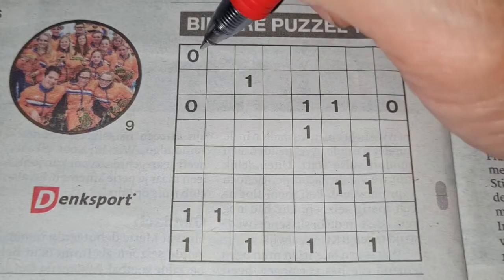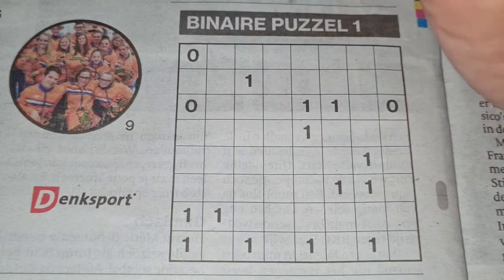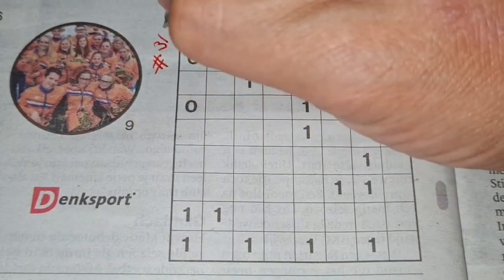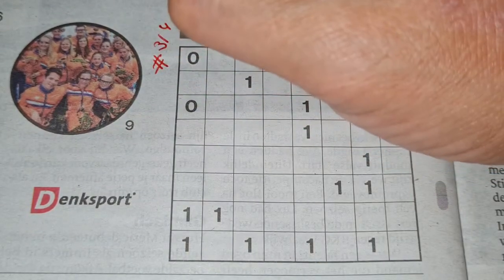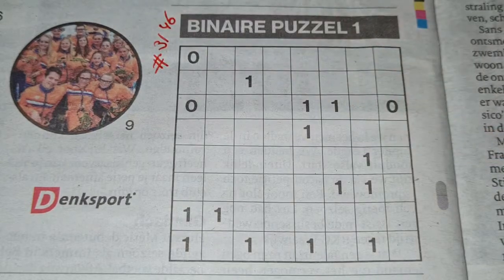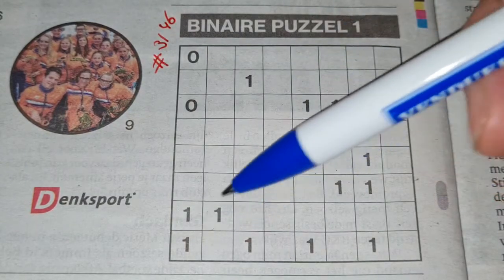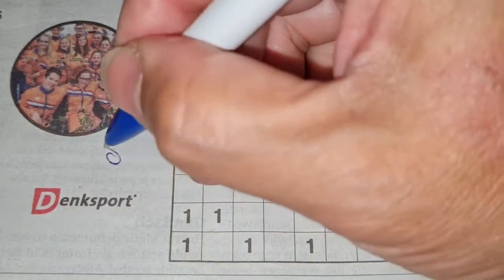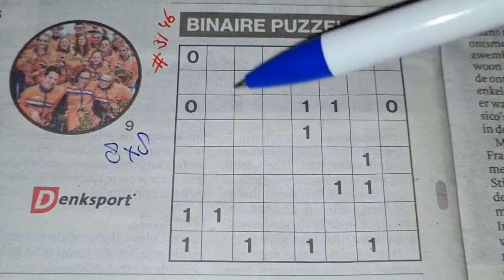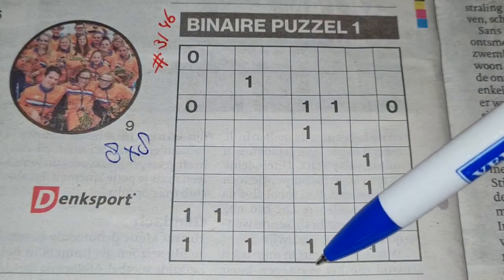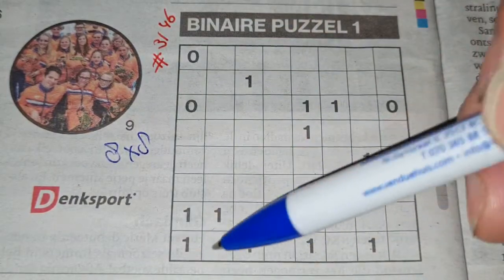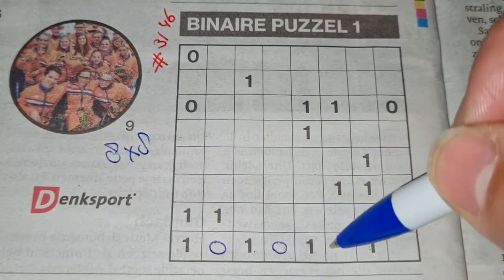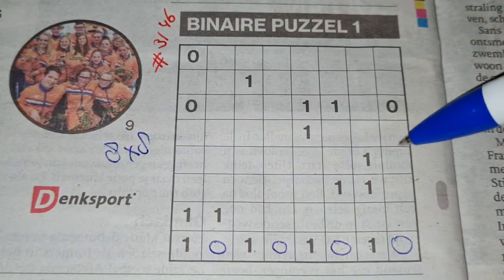So let me continue with the binary puzzle, and this will be number 3146. All right, what kind of binary puzzle is this one? This one, 1 2 3 4 5 6 7 8. It's an 8 by 8 binary puzzle. That means in a column or in a row there are always 4 ones and 4 O's. Alright, so let's get started.